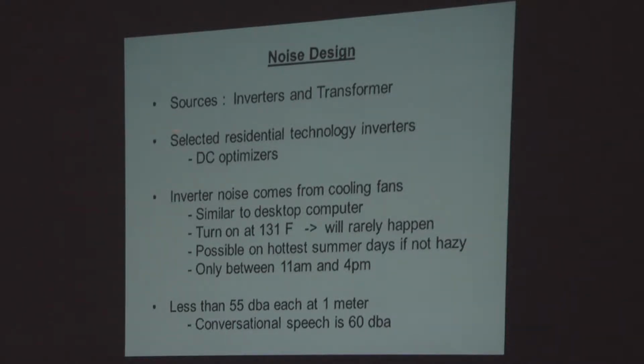As I said last time, we've selected what's more commonly residential technology for this system. The utilization of DC optimizers is very common in the residential space. It's very uncommon in the community solar arrays or the commercial space.